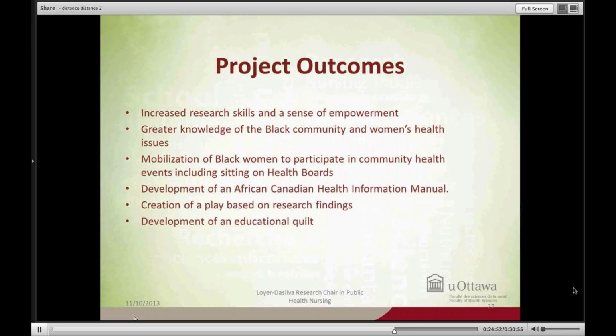So some of our project outcomes, we saw increased skills and sense of empowerment.